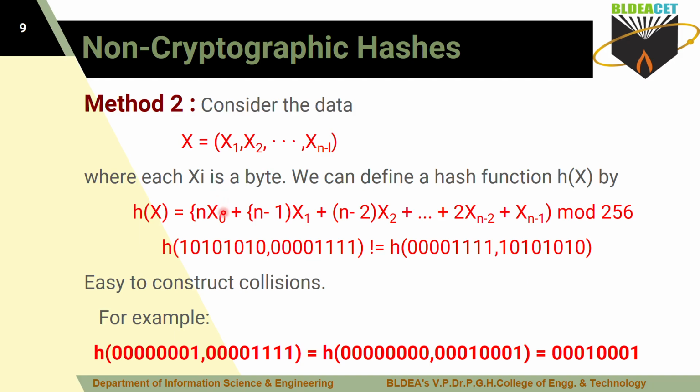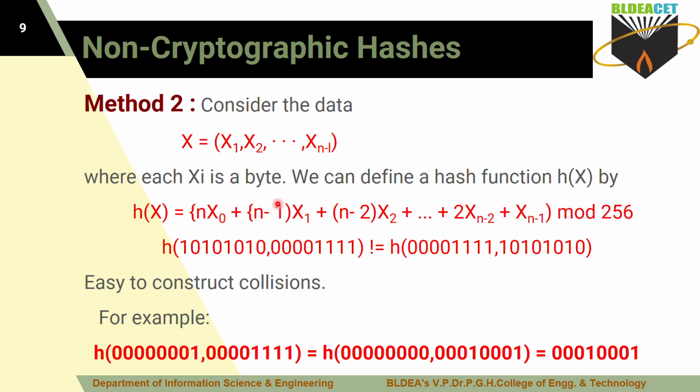Instead of performing the add operation on these bytes, what are you doing here? You are multiplying with the position of the byte. Each message is divided into bytes, and n holds the number of bytes. So you multiply n with the first byte, n minus 1 with the second byte, n minus 2 with the third, repeating this procedure until it reaches the last byte.